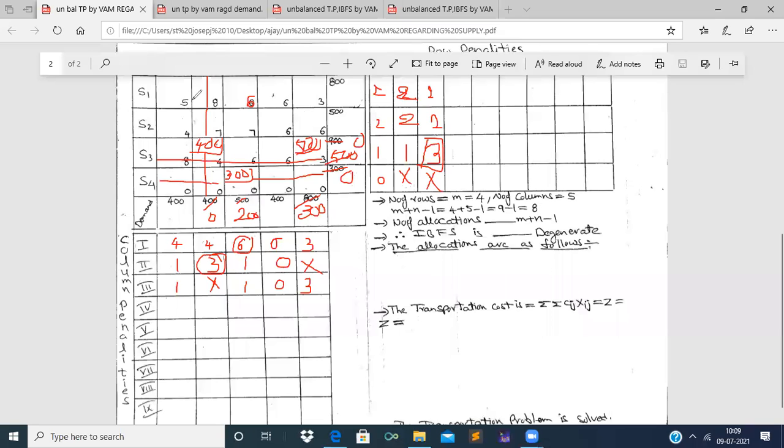Now I go for finding the row penalties and again column penalties, right? So in the first row, the first least cost is 3 and the next least cost is 5. 5 minus 3 is 2. And in the second row, the first least cost is 6 and the next least cost is 7. 7 minus 6 is 1. And in the next rows, there is no need of finding penalty. And here in the first column, 5 minus 4 is 1 again. And in the second column, no need of finding column penalty. And in the third column, we find 7 minus 6 is 1, right? And here 6 minus 6 is 0 again. And here 6 minus 3 is 3, right?